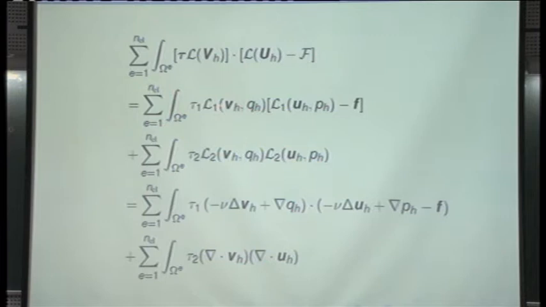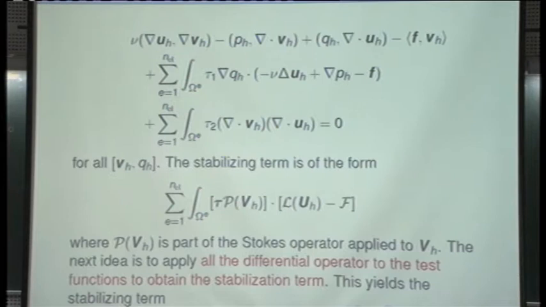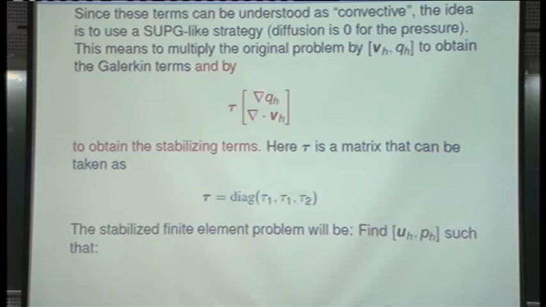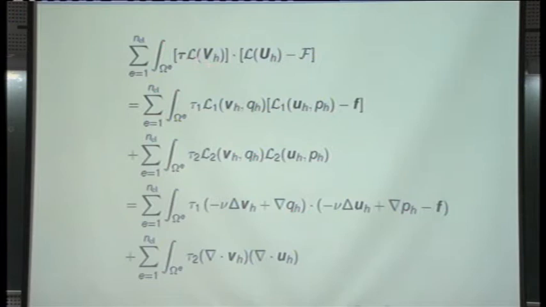You see what is written here? The only difference is that instead of P, a script P here, which is only part, the convective term, so to speak, applied to the test functions, we use the whole operator L. And what does it mean? It means that the first component of L has also the viscous term. That's the only difference in the case of the Stokes problem.